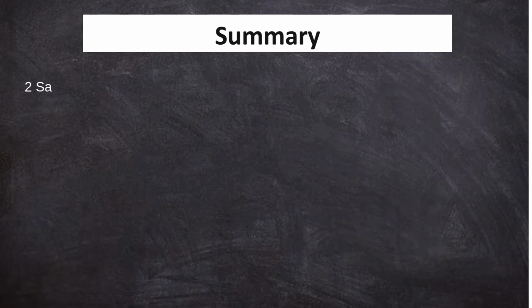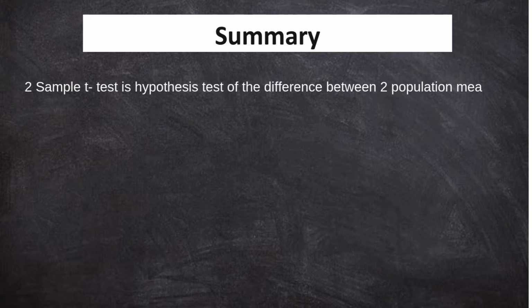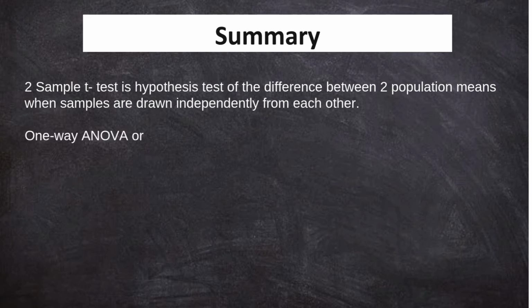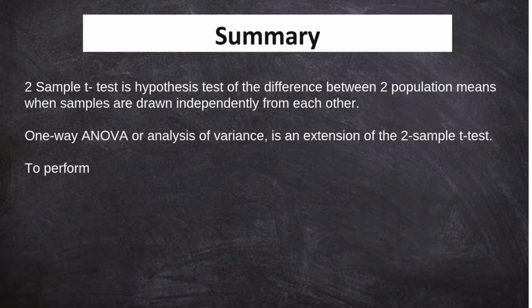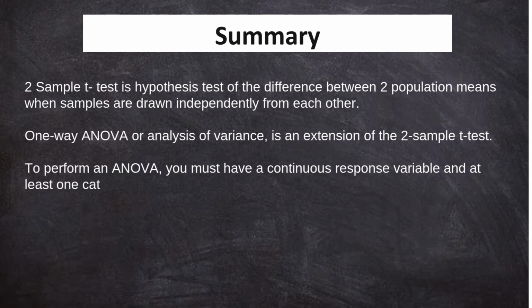In summary, two-sample t-test is a hypothesis test of the difference between two population means when samples are drawn independently from each other. One-way ANOVA, or analysis of variance, is an extension of the two-sample t-test. To perform an analysis of variance, you must have a continuous response variable and at least one categorical factor with 2 or more levels.